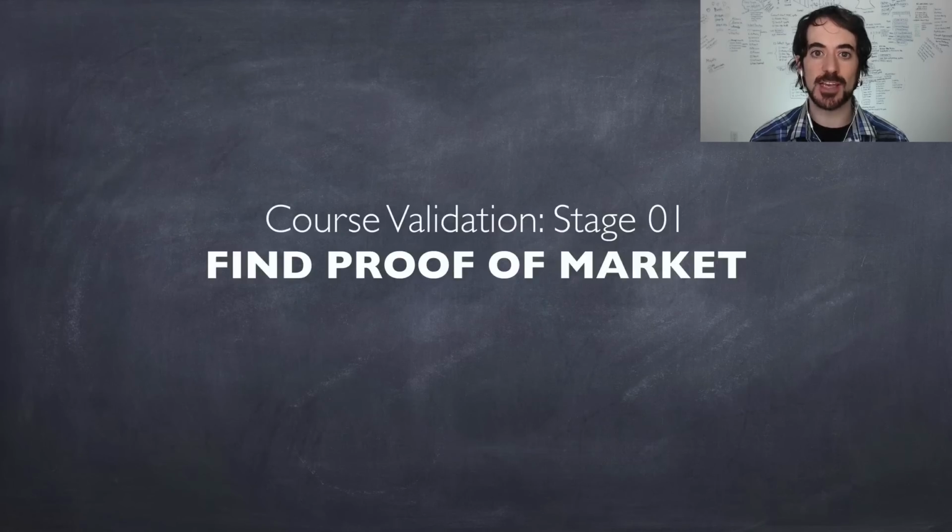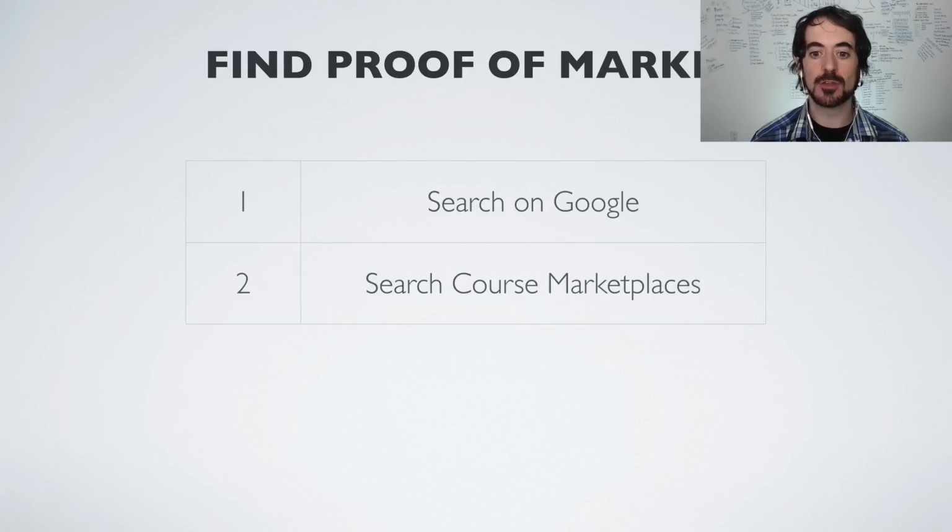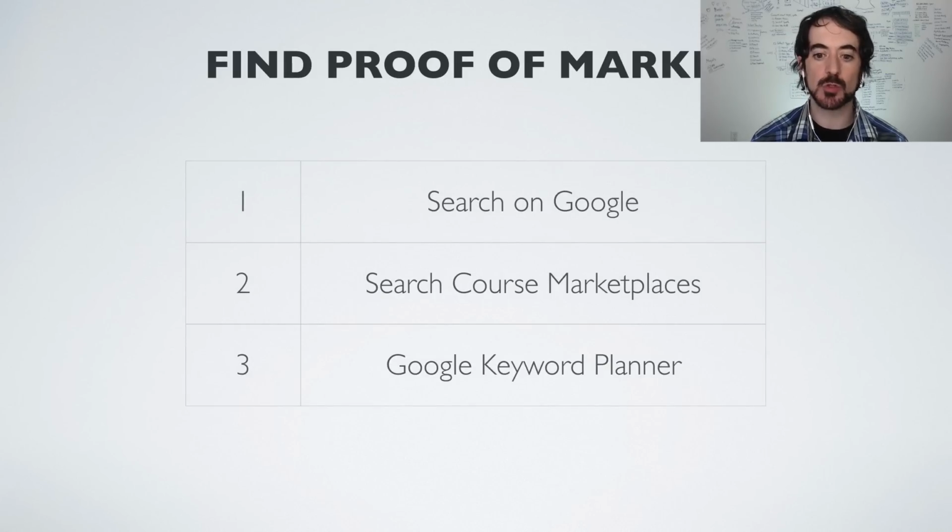So the first stage of course validation is finding proof of market. And for that, we can do 3 things. We can search on Google and on course marketplaces to look for existing courses on a similar topic. And finally, we can use a more analytical approach, which is using Google Keyword Planner to find out exactly how many people every month are looking for that specific topic. And I'm going to show you the 3 ways.